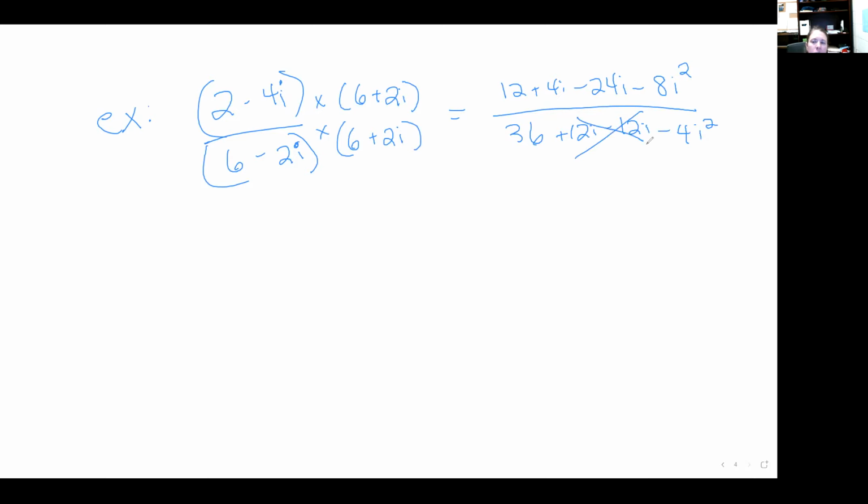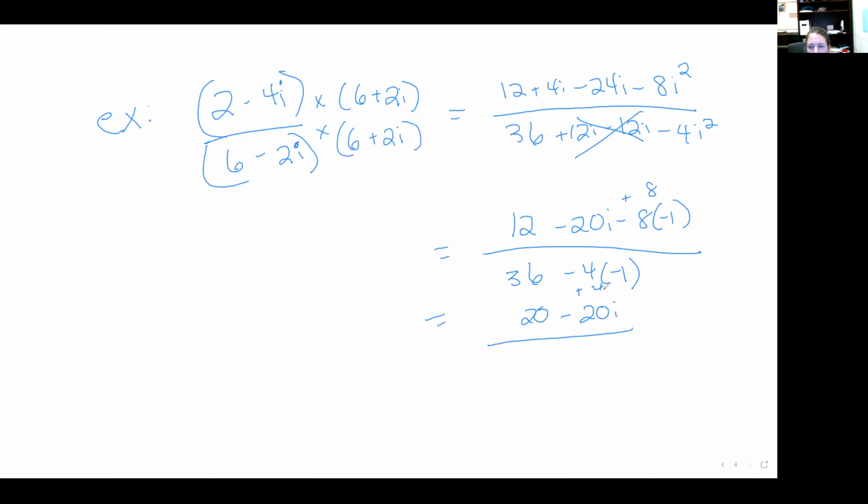Okay. So let's see what happens. All right, 4 minus 24 is negative 20i. And then we know the 8i squared is going to be 8 times negative 1. And then we have 36 minus 4 times negative 1. All right. And then that becomes a plus 8. So 12 plus 8 is going to be 20 minus 20i. And then this is going to be a plus 4 up here, right? That's going to be a 40. And then we end up with 20 over 40 minus 20 over 40i.